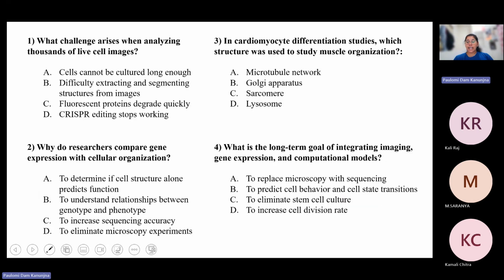Okay, and the last questions for this lecture. What challenges arise when analyzing these thousands of live cell images? Why do researchers compare gene expression with cellular organization? In cardiomyocyte differentiation studies, which structure was used to study muscle organization? And what is the long-term goal of integrating imaging, gene expression, and computational models?